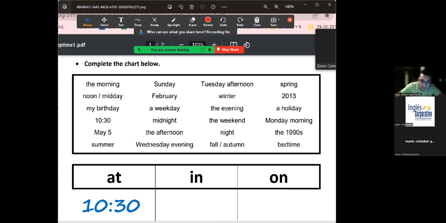Wednesday. Wednesday evening. Tuesday afternoon. Tuesday afternoon. Winter. Winter.